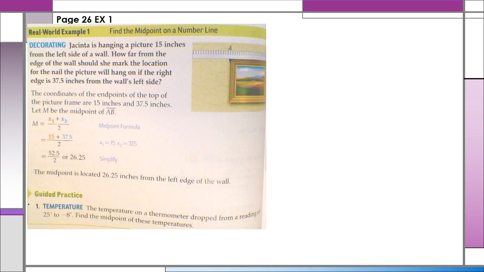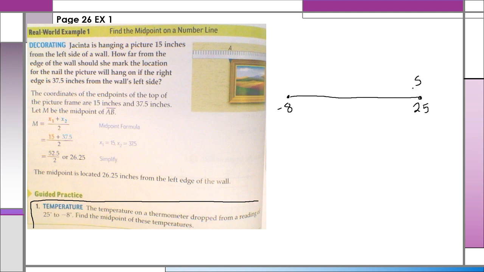So let's take an example. Let's look at this one down here. I'm not going to bother going over the guided one because you can read that on your own. Down here it says the temperature of a thermometer dropped from 25 to -8. Find the midpoint. So we have -8 here and 25 here. The temperature starts here, and over time it drops all the way to here, where it ends at -8. We want to know what value was the middle point, or the halfway point.